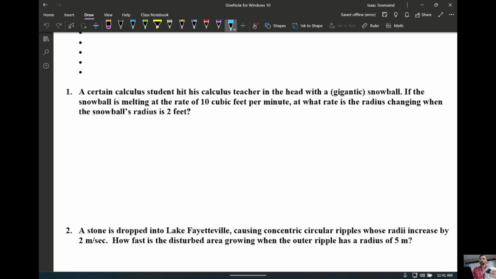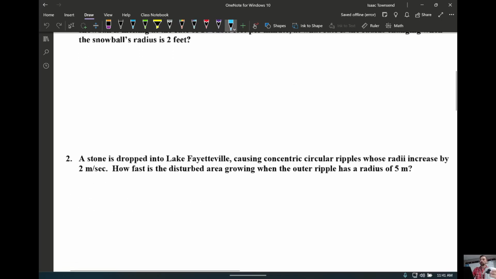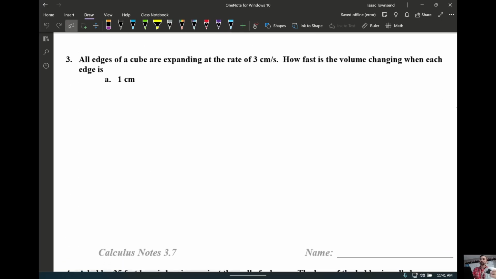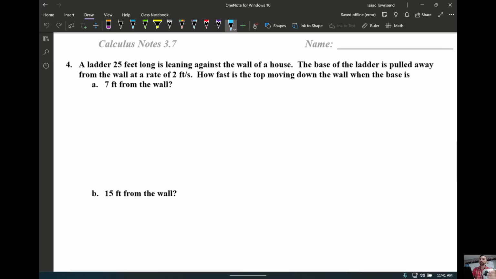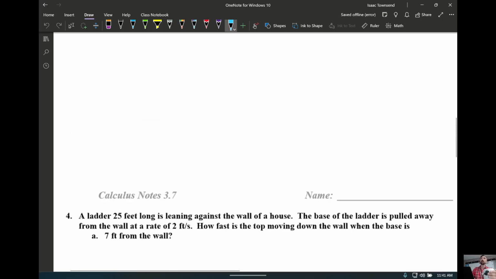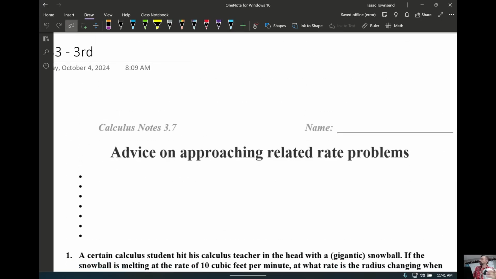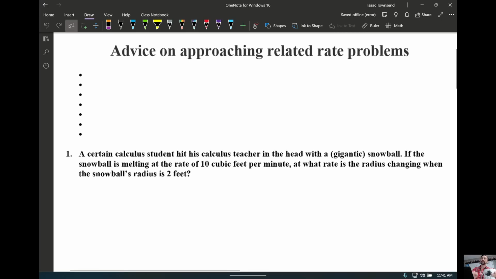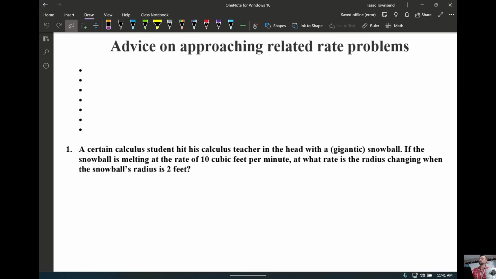But things like snowballs melting at this rate, how fast is the radius changing? Stone makes ripples in the water, how fast is the area changing? Edges of a cube are expanding, how fast is the volume changing? Ladders falling down the wall, how fast is the ladder falling down the wall? All some stuff that you could spend all day trying to guess and check, and you could get close, I guess, but with just a tiny bit of calculus you can answer these type of questions.